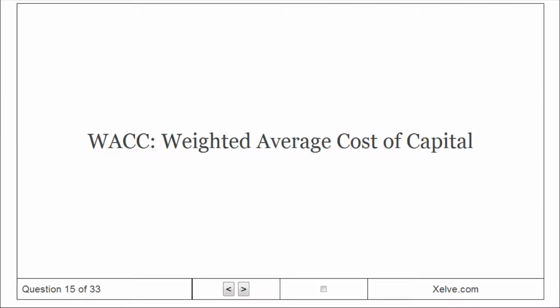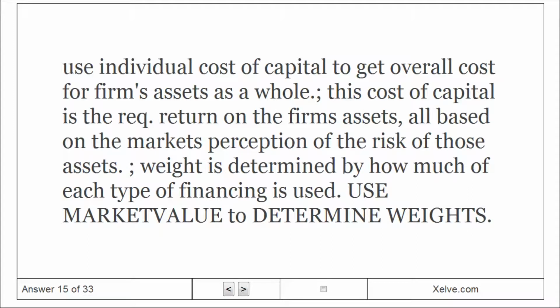WACC, weighted average cost of capital. Use individual costs of capital to get the overall cost for the firm's assets as a whole. This cost of capital is the required return on the firm's assets, based on the market's perception of the risk of those assets. Weight is determined by how much of each type of financing is used. Use market value to determine weights.